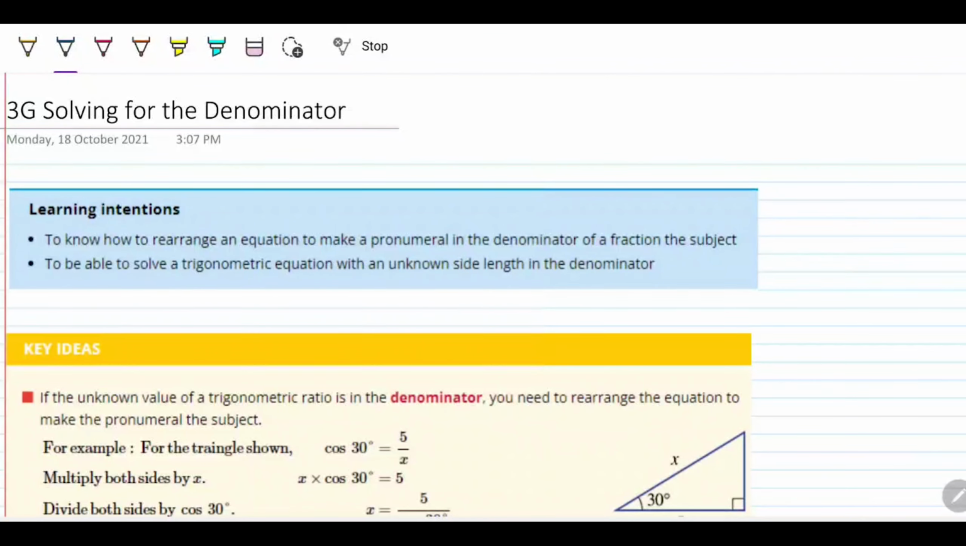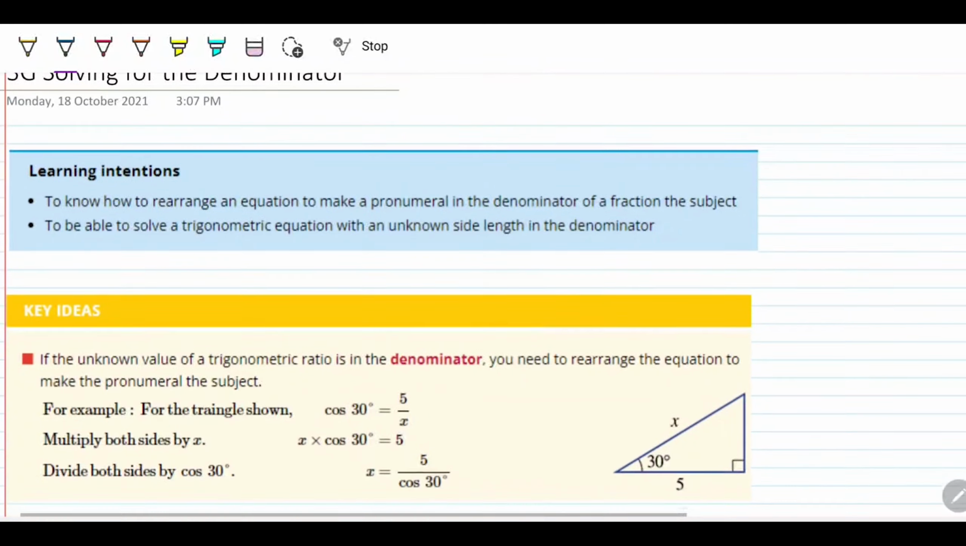In this video, we will be looking at 3G, solving for the denominator. So your learning intentions for today: you need to know how to rearrange an equation to make a pronumeral in the denominator of a fraction the subject. You also need to be able to solve a trigonometric equation with an unknown side length in the denominator.